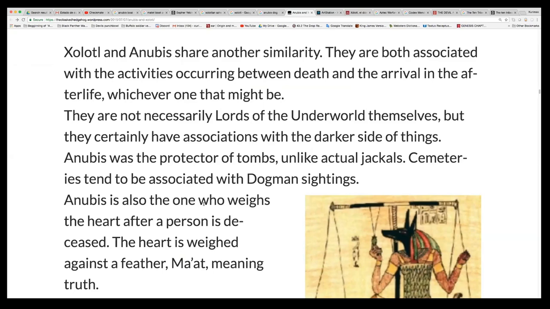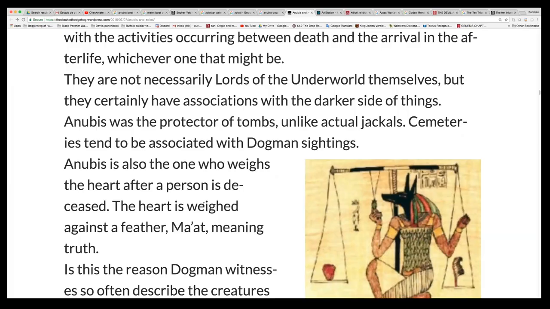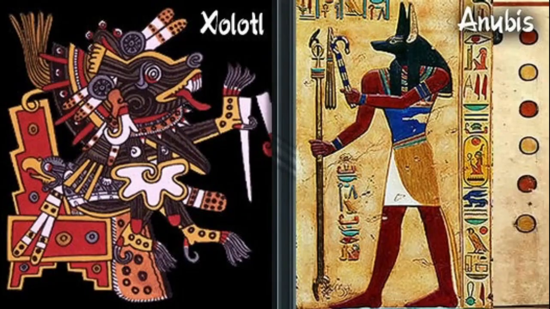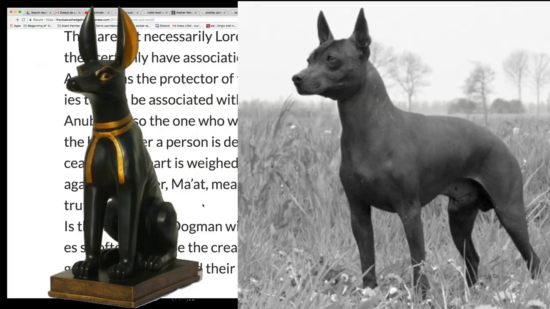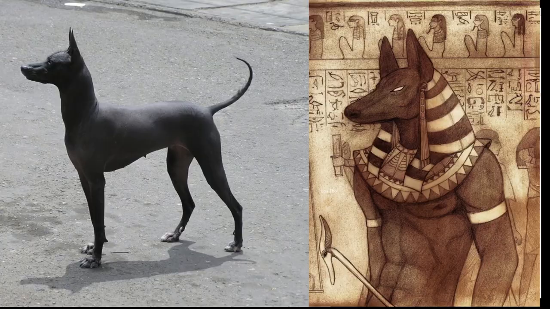Anubis was the protector of tombs, unlike actual jackals. Cemeteries tend to be associated with dogman sightings. Anubis is also the one who weighs the heart after a person is deceased. The heart is weighed against the feather of Ma'at, meaning truth. Is this the reason dogman witnesses so often describe the creature's gaze appearing to read their souls?